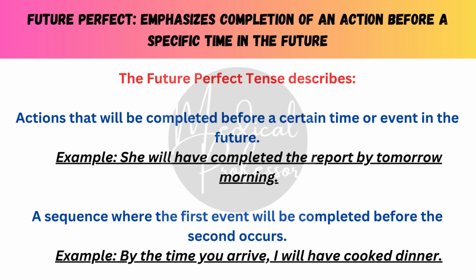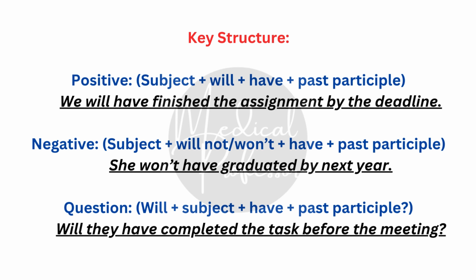It also describes a sequence where the first event will be completed before the second occurs. For example, by the time you arrive, I will have cooked dinner. Key structure of future perfect tense. For positive sentences, subject plus will plus have plus past participle. For example, we will have finished the assignment by the deadline.